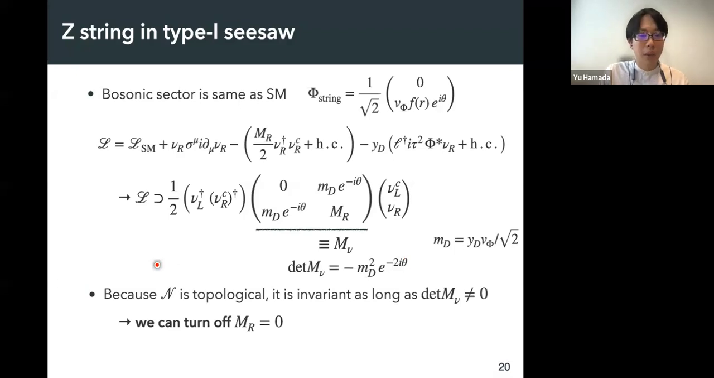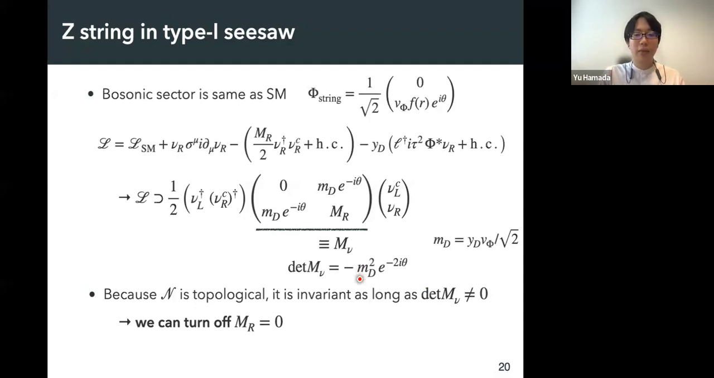Because the topological invariant n is topological, it is invariant as long as this determinant is non-zero. So this is the same as the argument in, for example, condensed matter physics. The topological invariant doesn't change even when we deform the setup continuously. So in that sense, we can change parameters such as the mass parameter in the model as long as this determinant does not become zero.